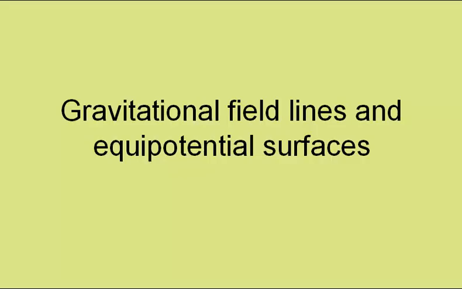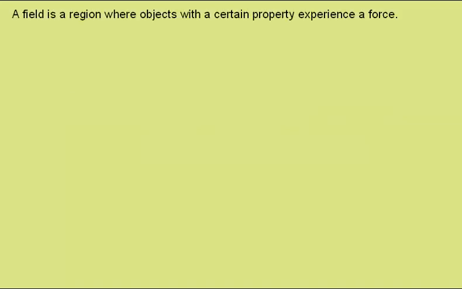Gravitational field lines and equipotential surfaces. A field is a region where objects with a certain property experience a force. We can represent fields with lines.